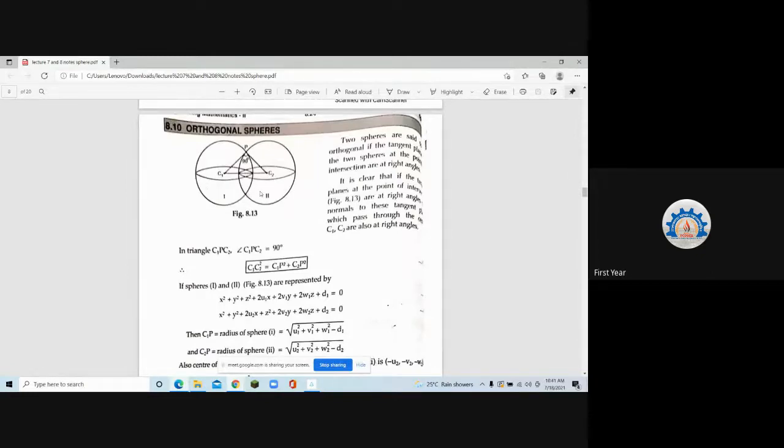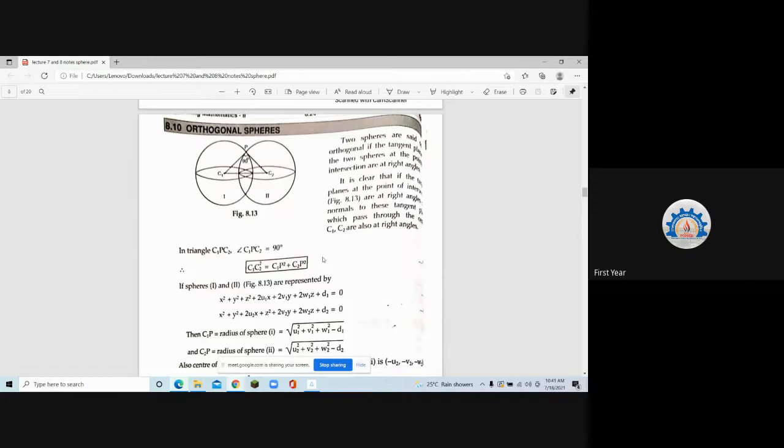How will we get that condition algebraically? We can see if this is the triangle which is right angled at P, then I know that C1 C2 is the hypotenuse. So C1 C2 square will be equal to C1 P square plus C2 P square. Correct? Using the right angle triangle, Pythagoras theorem.